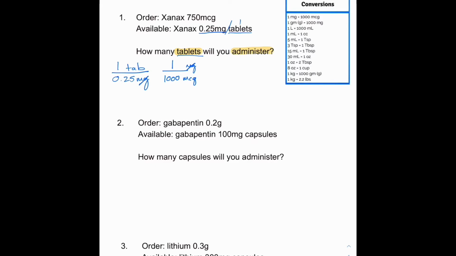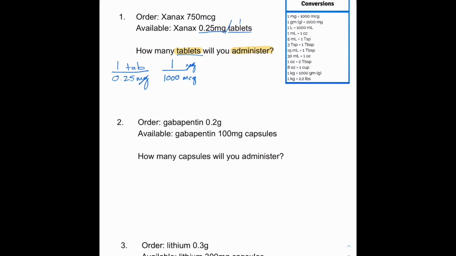We're not done yet because we've got tabs up top, but still got micrograms down bottom. I need to get rid of the micrograms. So this is the point that I get to use my ordered dose. Again, we need to cancel it, so that's how we know whether it goes on the top or the bottom. So we're going to put 750 micrograms on top here. Those are going to cancel, and that leaves us with just tabs. Those are all canceled on top, those are canceled on bottom. So that means we are done.